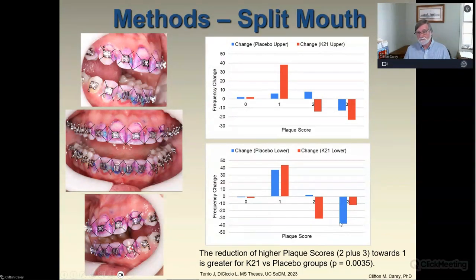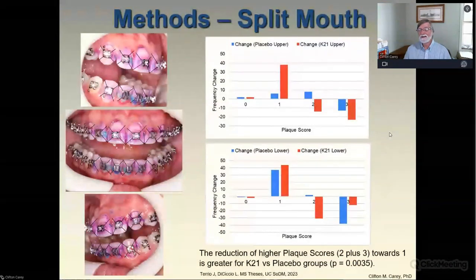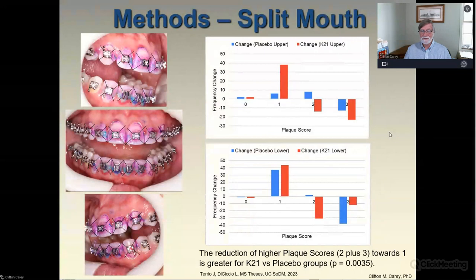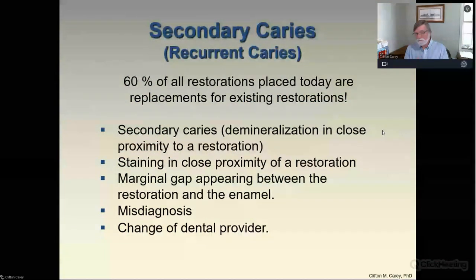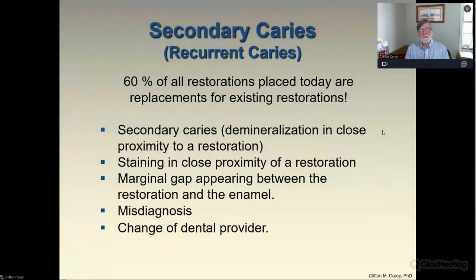We saw this. The placebo also had a beneficial effect in this case and in this case. And what we actually recognize is that once you enroll somebody into this kind of a study, they're going to brush their teeth a little bit better all the way. And so indeed what we had was improved oral care along with the K21 effect of making it harder for the biofilms to attach. So for my last few minutes, I'm going to talk about secondary caries.